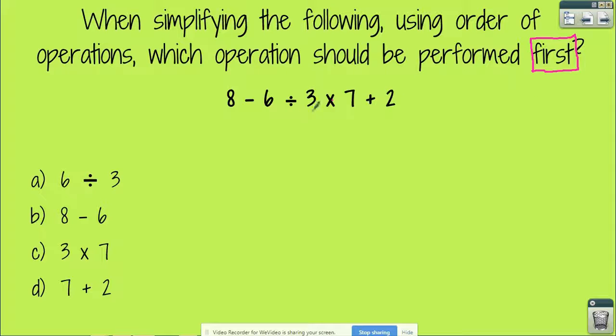All right, you paused, you thought, you think it's A, B, C, or D. I have both multiplication and division because they're family members. I would do division first, and looky there. That's it. That's literally it. A is your answer.